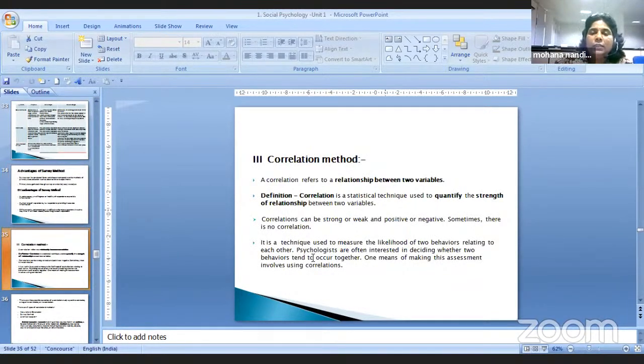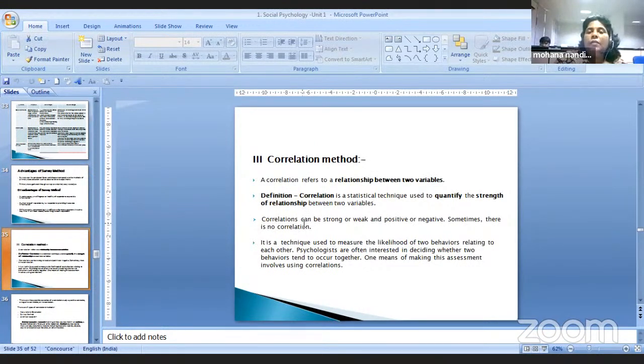Now we go back and discuss the correlation method. As the name itself shows, correlation means a relationship between two variables. By definition, correlation is a statistical technique used to quantify the strength of a relationship between two variables. Suppose you are comparing two things, what's the correlation between these two?